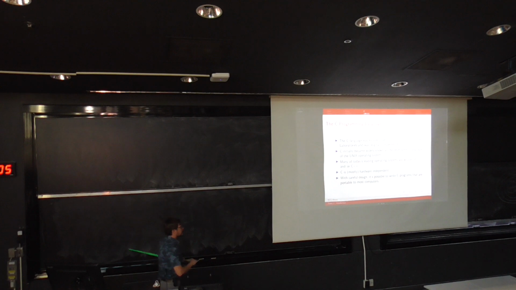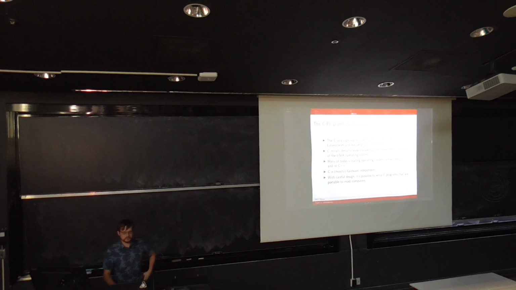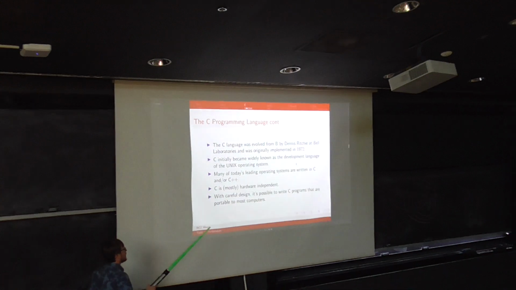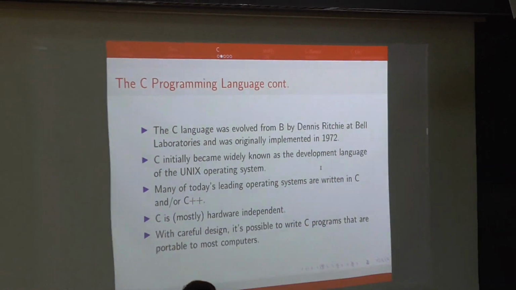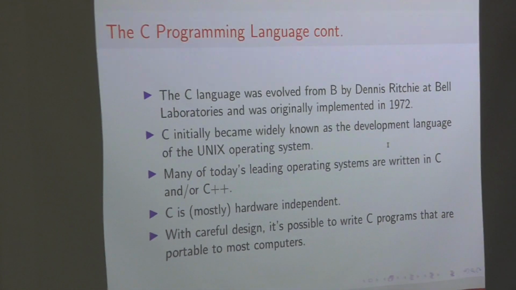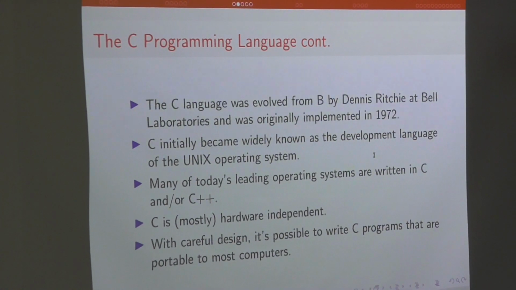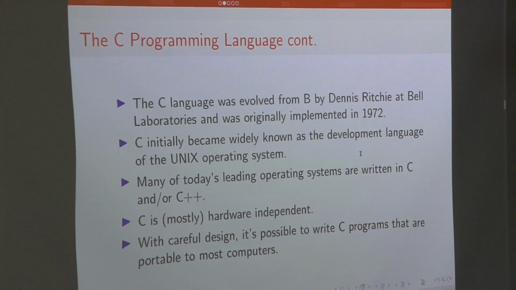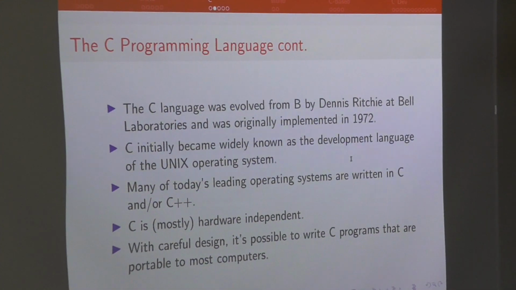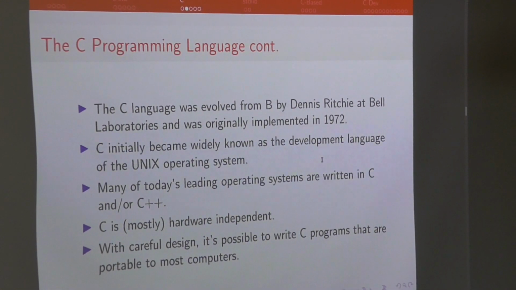So, the C language was evolved from B by a man by the name of Dennis Ritchie at Bell Laboratories and was originally implemented in 1972. Which would mean that this year it became 50 years old. C initially became widely known as the development language of the Unix operating system. Unix is extremely important historically. For a long time, it was really the only operating system that was worth anything.